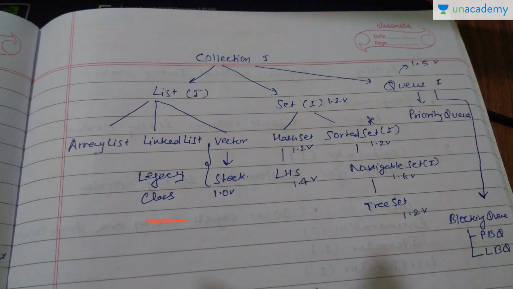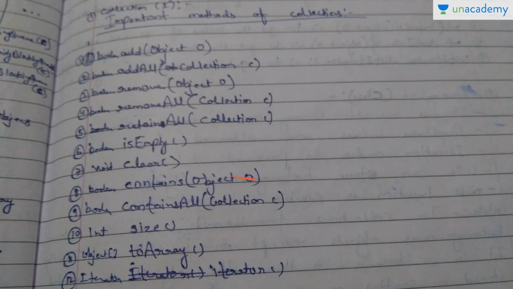So this was the hierarchy which I have explained just now. Basically we should go one by one; I have explained it in a very brief manner. Now, as collections is a framework, there are certain methods which are present in all the collection classes or interfaces. We'll go through them one by one.